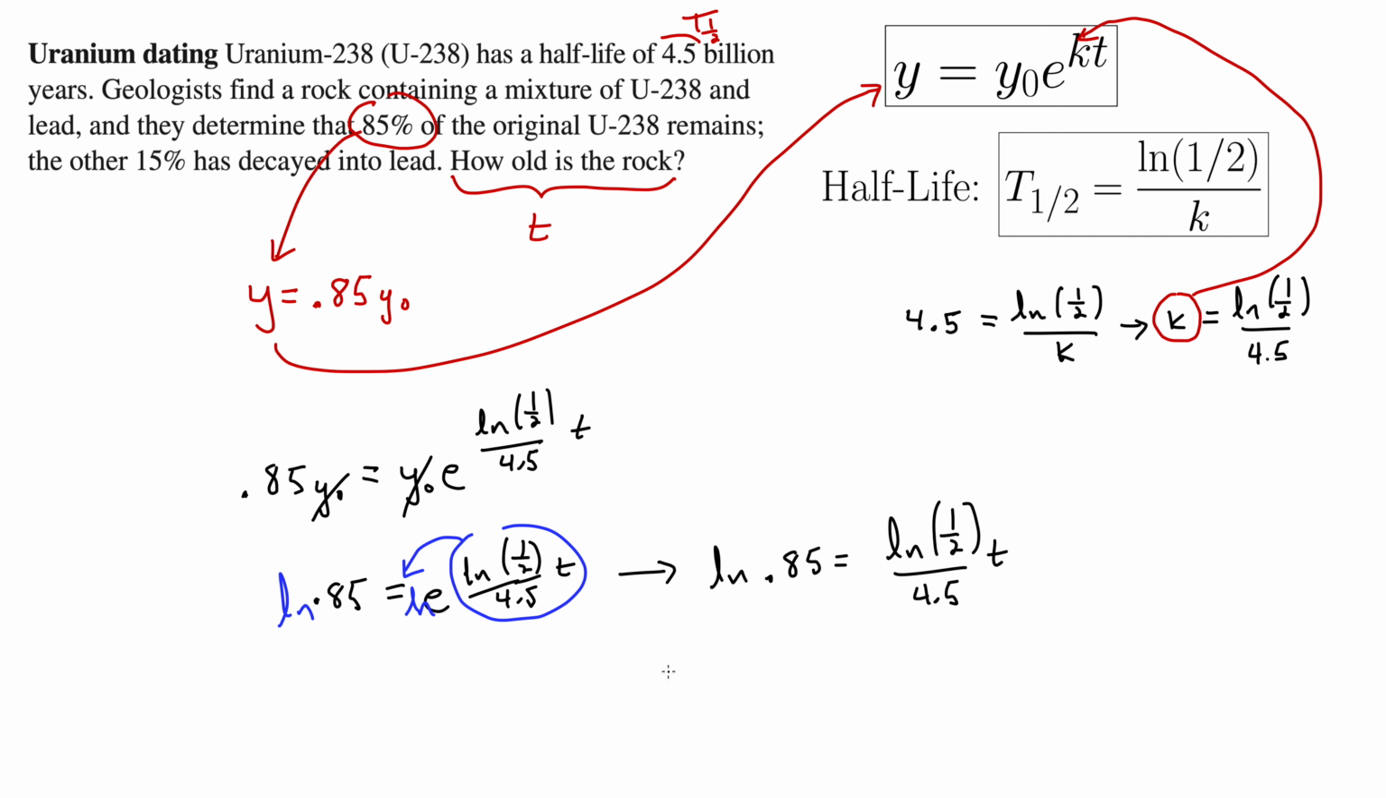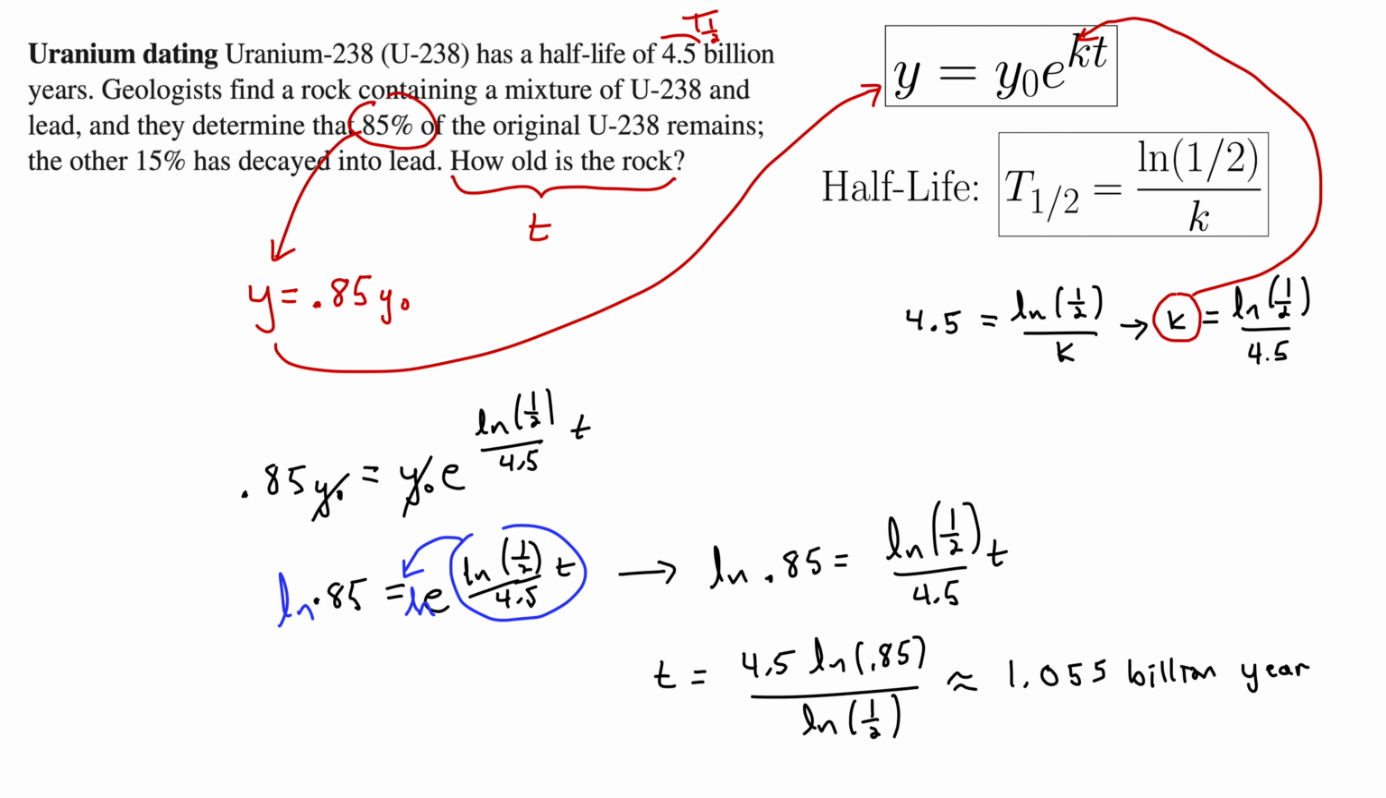We can then solve that for t, so we have t equals about 4.5 times natural log of 0.85, all divided by natural log of 1/2. Into the calculator it all goes, and we get about 1.055. And remember, that's in billions of years, so this is 1.055 billion years. Okay, so very, very old rock, and a profoundly useful technique for dating ancient items.